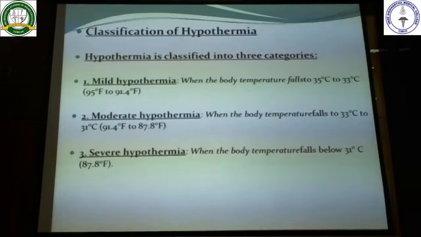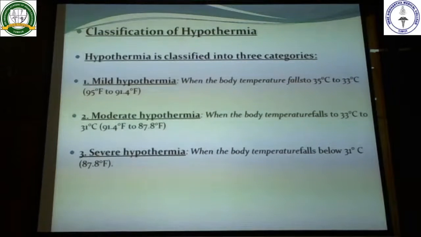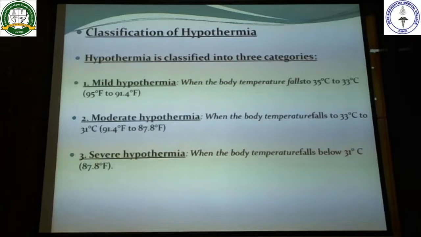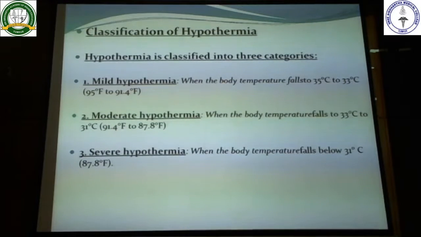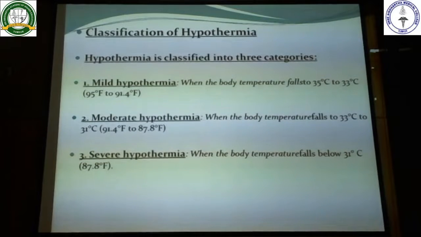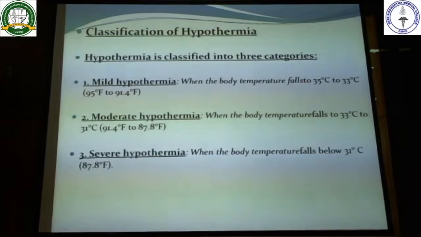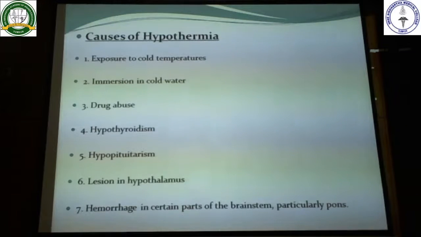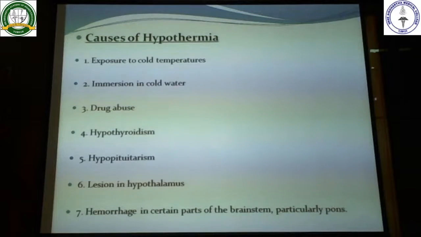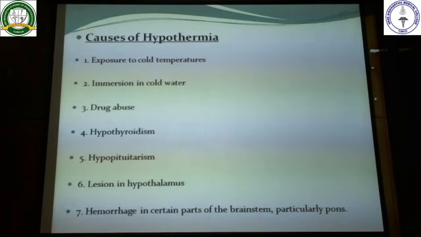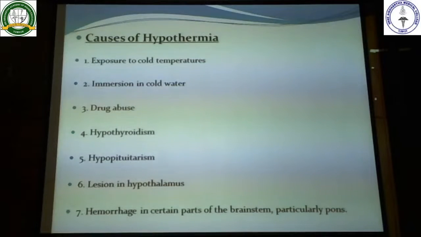Coming to the classification, same like hyperthermia, here also you have three: mild, moderate and severe. Mild hypothermia is when the temperature falls between 35 to 33. 33 to 31 is moderate, and severe hypothermia is less than 31 degree centigrade, which is fatal if not treated immediately. Coming to the causes of hypothermia, exposure to cold temperatures is definitely a very important cause. Then immersion in cold water, in cold ocean water, sea water, right?